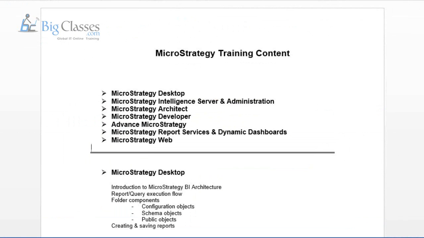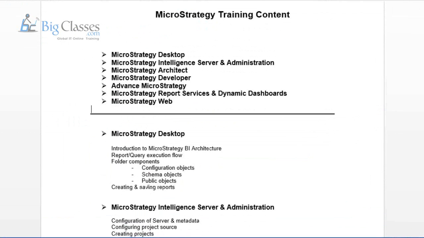The next thing that we're going to quickly walk through is the training content, so that it will give an idea of what kind of topics we're going to cover during the entire training course. So I've just listed down the main topics, that is the MicroStrategy Desktop, or you can even say the MicroStrategy Developer. So when I say the MicroStrategy Desktop or the MicroStrategy Developer, that's been listed over here. It says the desktop and the developer.